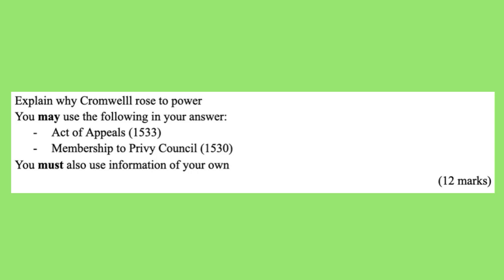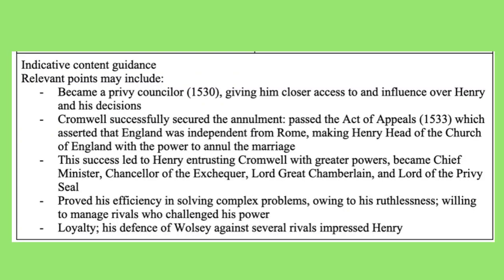Here is an example of question 2 from the Henry VIII and his ministers option. Explain why Cromwell rose to power. You may use the following in your answer. Act of Appeals, 1533. Membership to Privy Council, 1530. You must also use information of your own, 12 marks. Here are some points that you could have made in answering this question. Let's look at the first one together.